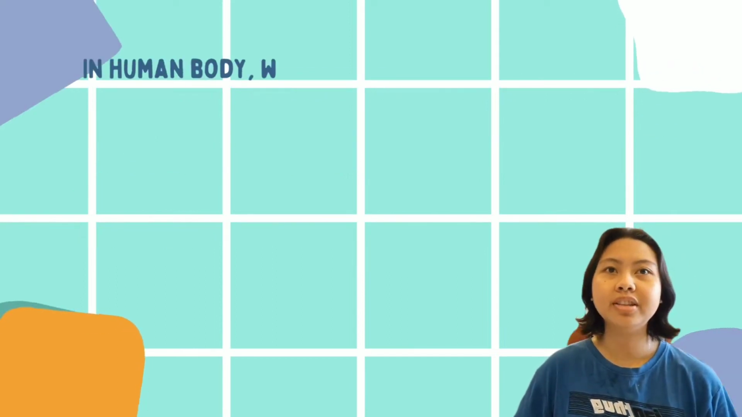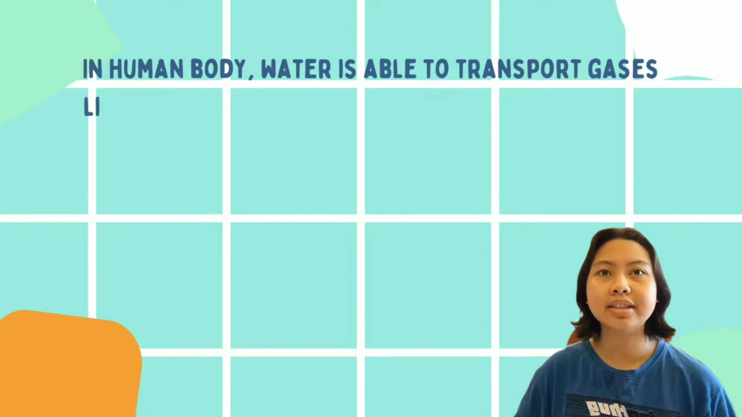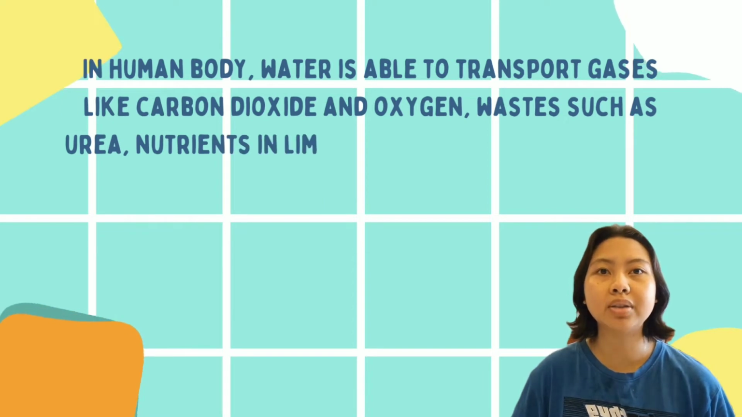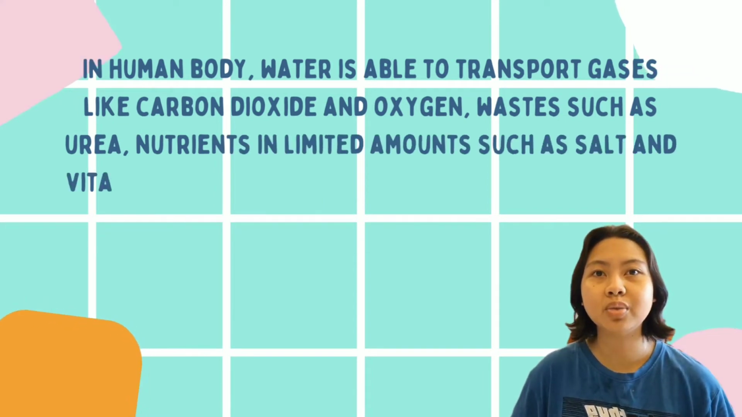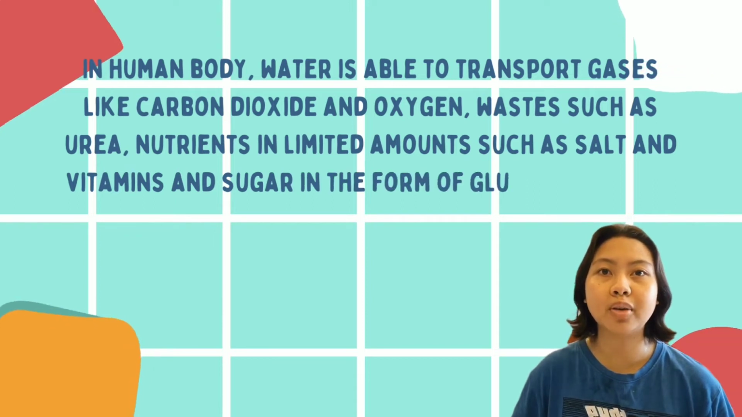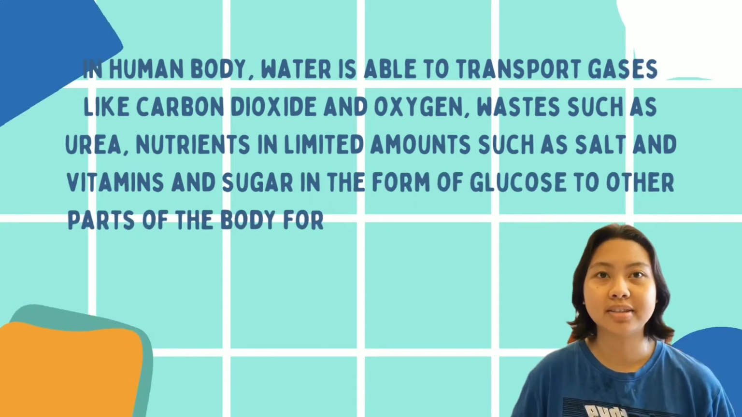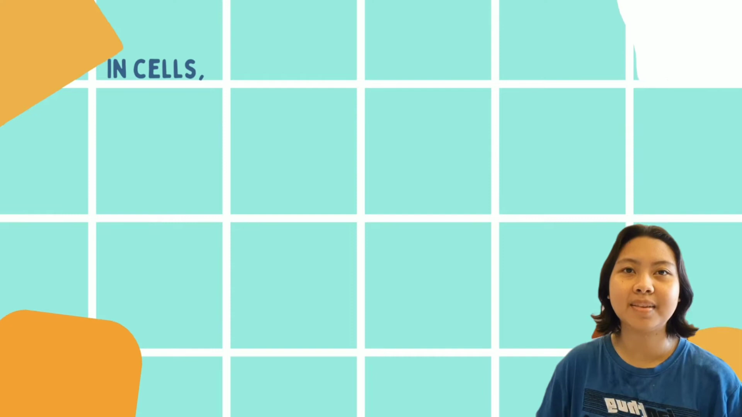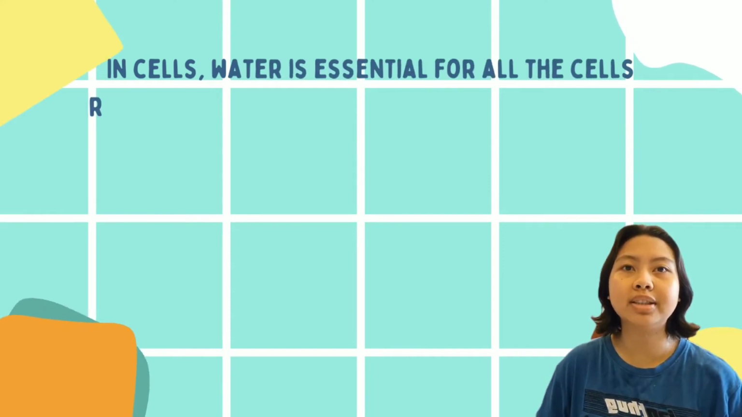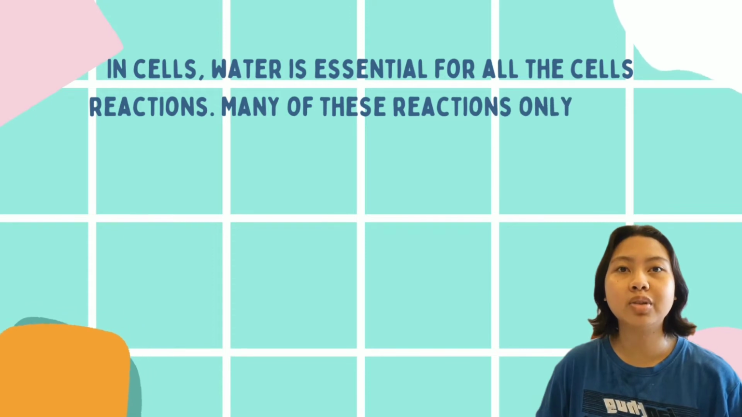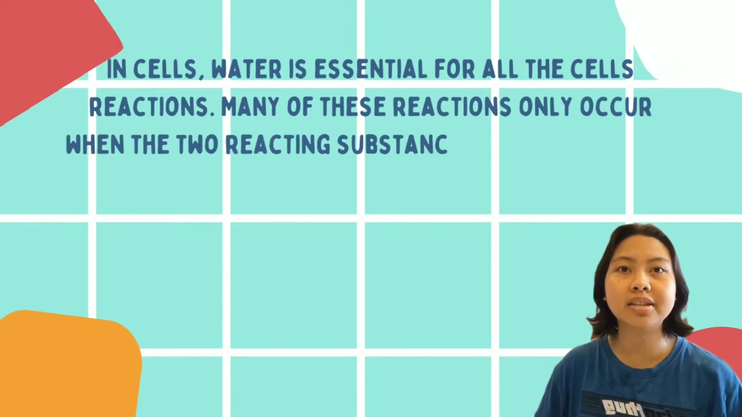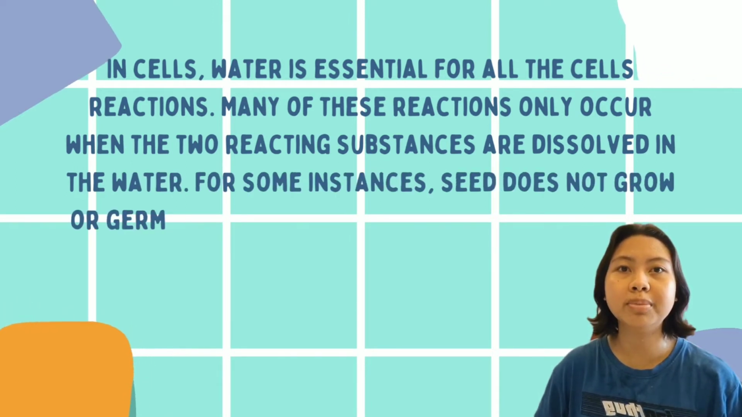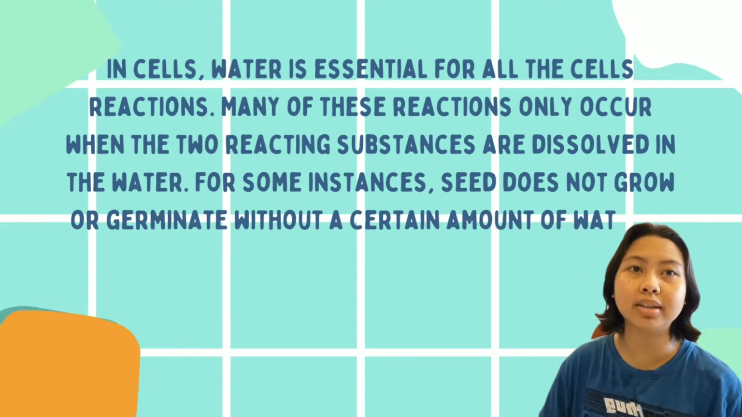In the human body, water is able to transport gases like carbon dioxide and oxygen, waste such as urea, and nutrients in limited amounts such as salt, vitamins, and sugar in the form of glucose to other parts of the body, for example, muscles, organs, and excretion. In cells, water is essential for all the cell reactions. Many of these reactions only occur when the two reacting substances are dissolved in water. For instance, seeds do not grow or germinate without a certain amount of water.